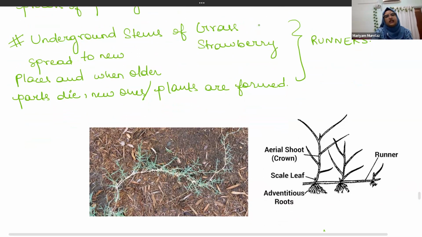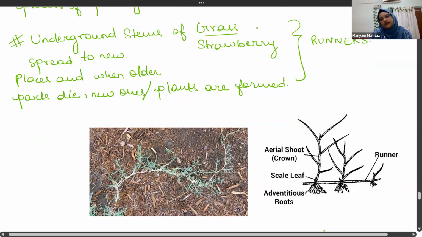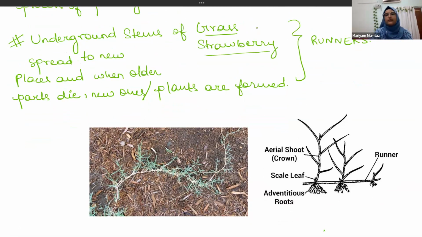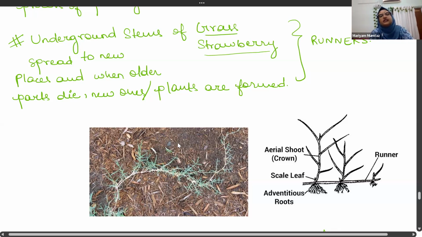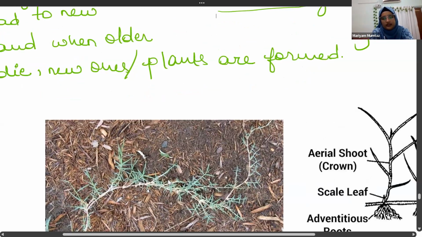Now see, have you seen grasses? And you must have seen a strawberry plant. Maybe, maybe not. Anyway, so these two are the examples. So in grasses and in strawberry plant, what happens is that the underground stem spreads. It starts spreading and it moves to different parts, and when the part of the plant dies, a new plant is formed. Okay, now look at this picture.